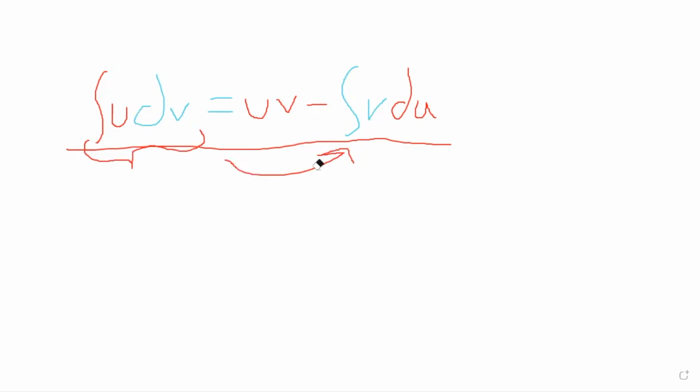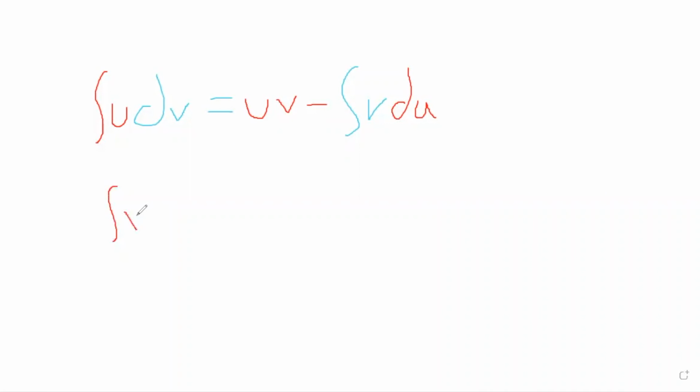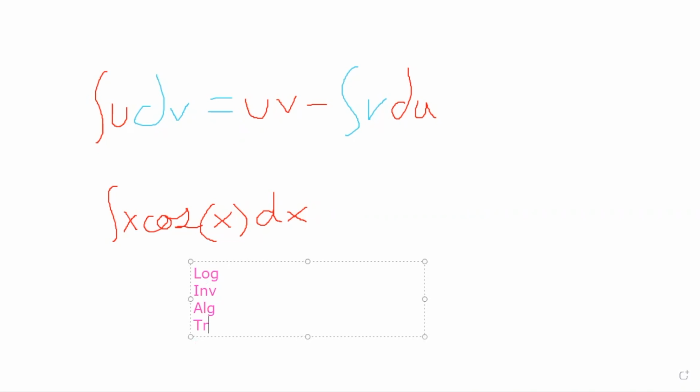Let's look at an example. Let's say we have the integral of x times the cosine of x with respect to dx. Now there's a specific order for deciding whether to pick something to be u or v. If we're picking something to be u, it should come first in the order of logs, inverse, algebra, trig, and then exponential.